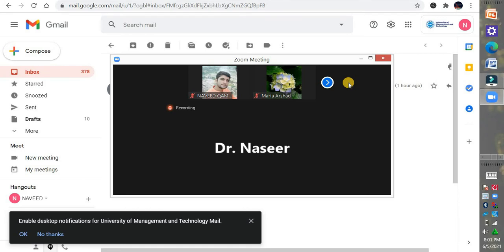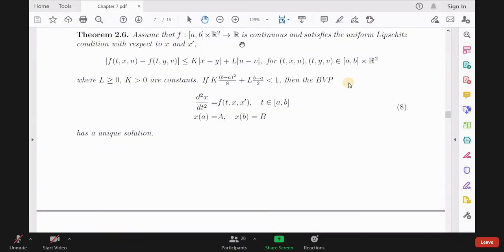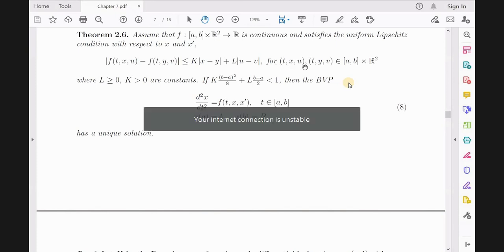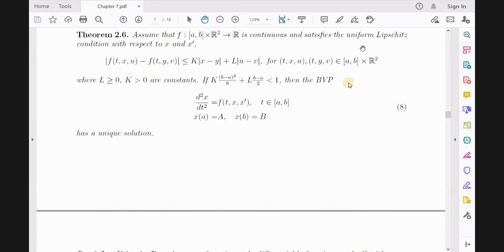Well, see another theorem. Assume that f is a function defined over [a,b] × R² to R, is continuous, and satisfies the uniform Lipschitz condition with respect to x and x', that is |f(t,x,u) − f(t,y,v)| is less than or equal to k|x − y| plus L|u − v|, for (t,x,u), (t,y,v) belonging to [a,b] × R², where L is greater than or equal to 0 and k is positive.